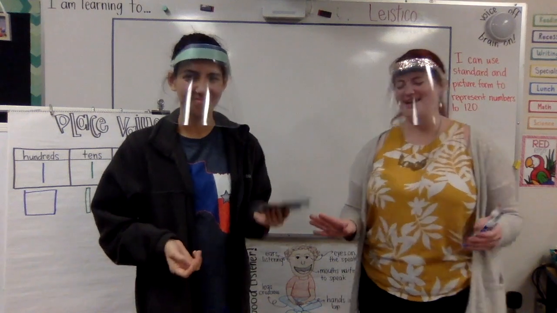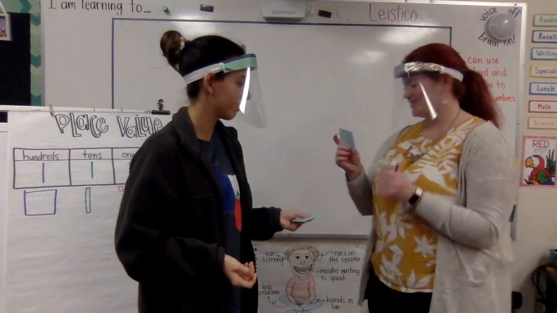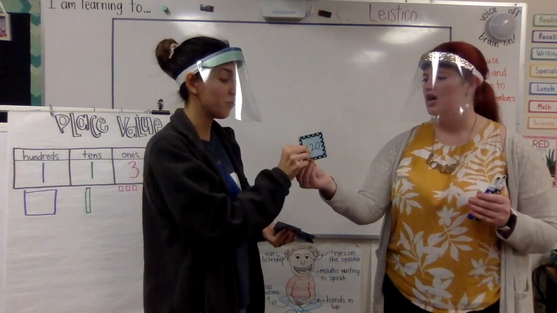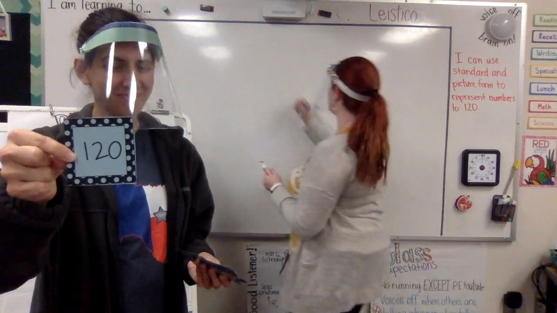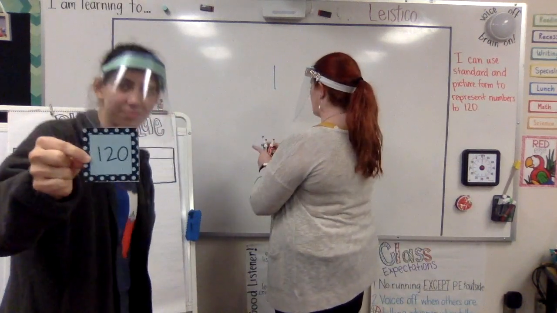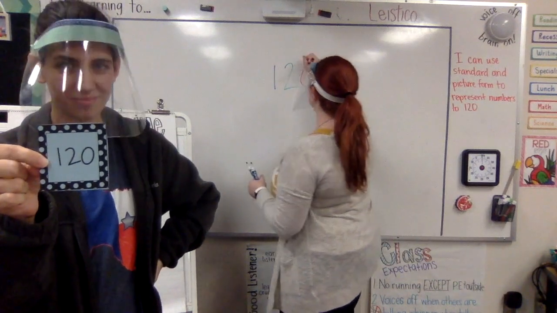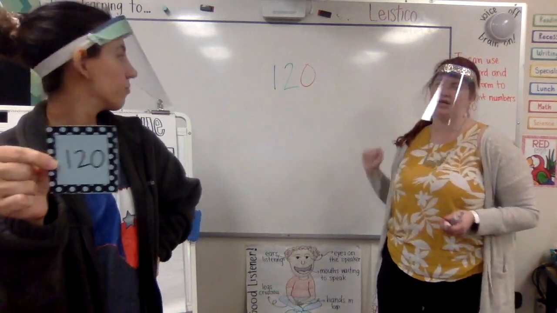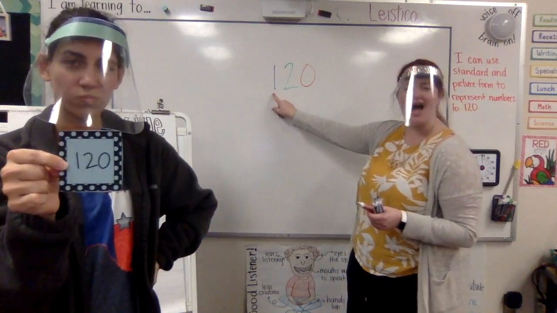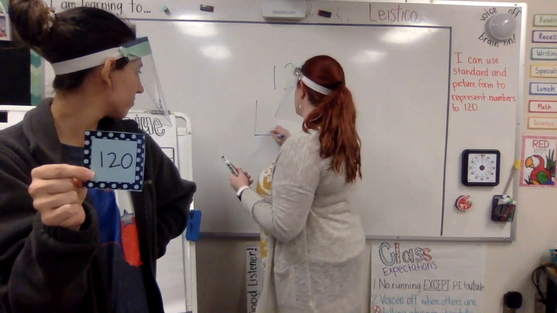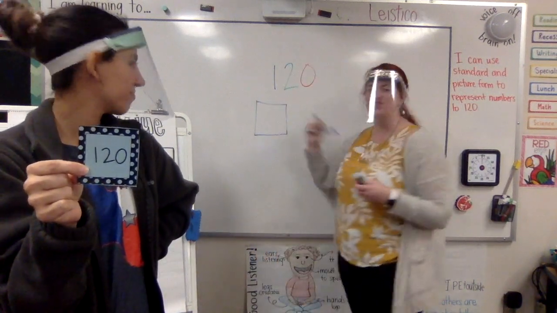Okay, let's do one more. Ready? This one. 120. Ooh, okay, 100. So I have 1, 2, 0. So this is my standard form of the number. Let's see. I have a 1 in the hundreds place. So I have 100. So I'm going to draw a 100 block. That's that big square, just like that.